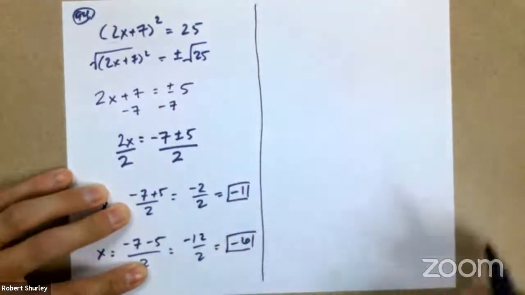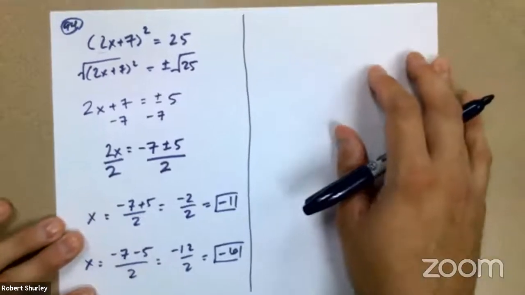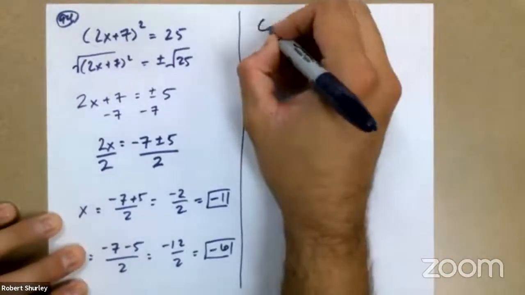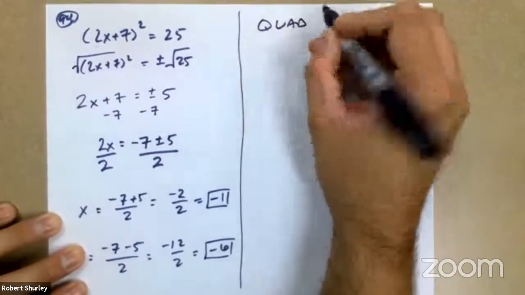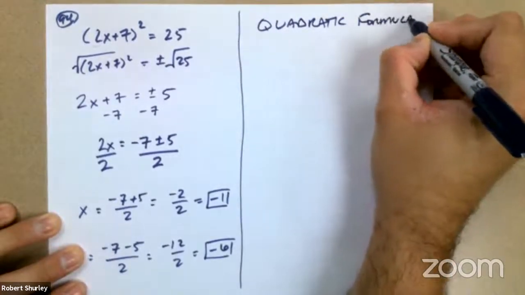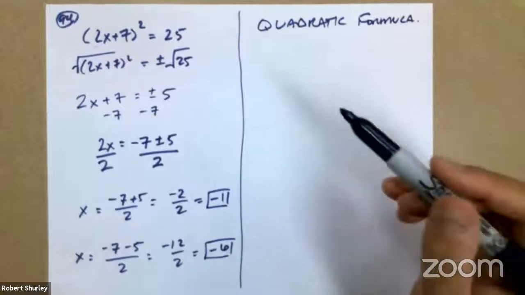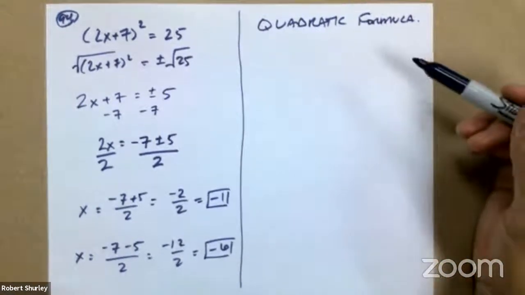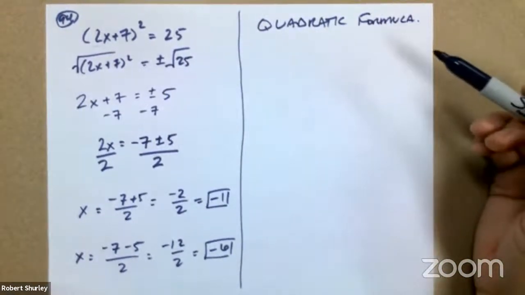The last method we're going to talk about, which hopefully is something you have memorized in the back of your head, is the quadratic formula. But before we get there, we're going to go over how to simplify fractions, because that's what hinders students the most from answering these.